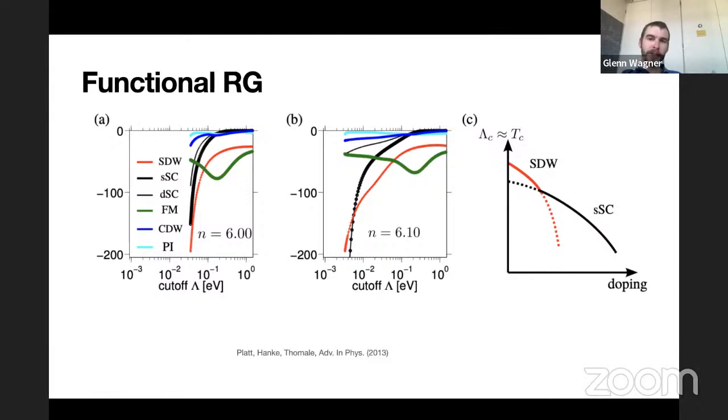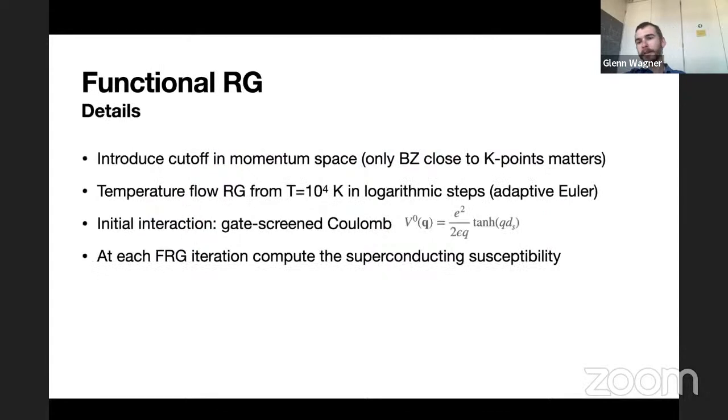So this is a really powerful method, this functional RG, because it takes into account all the different fluctuations and it allows you to study the competition and the interplay between different fluctuations. So we applied this method to our system.